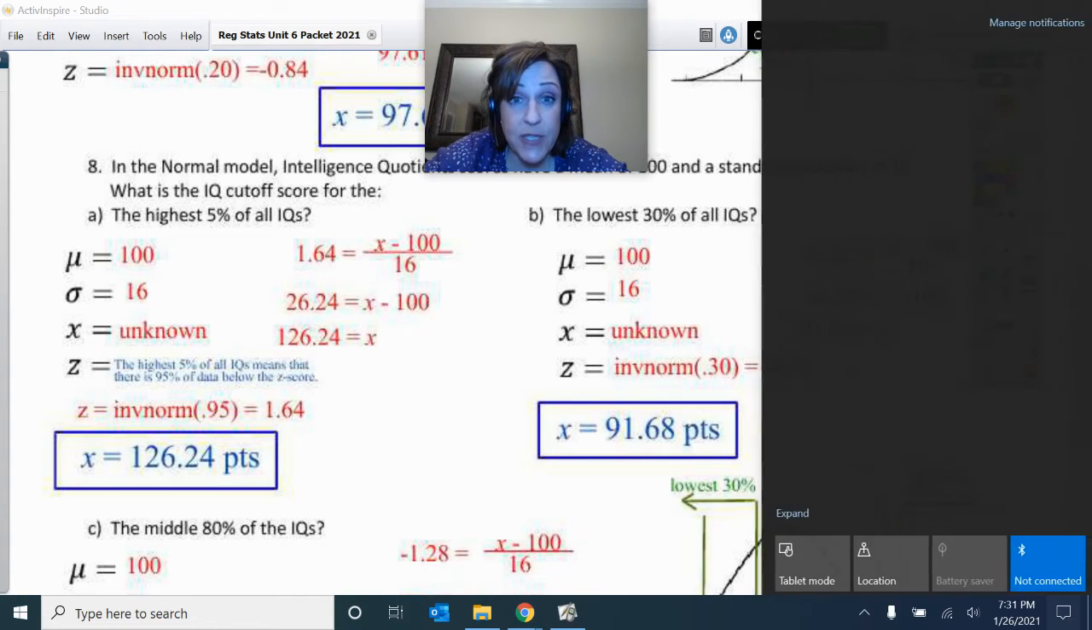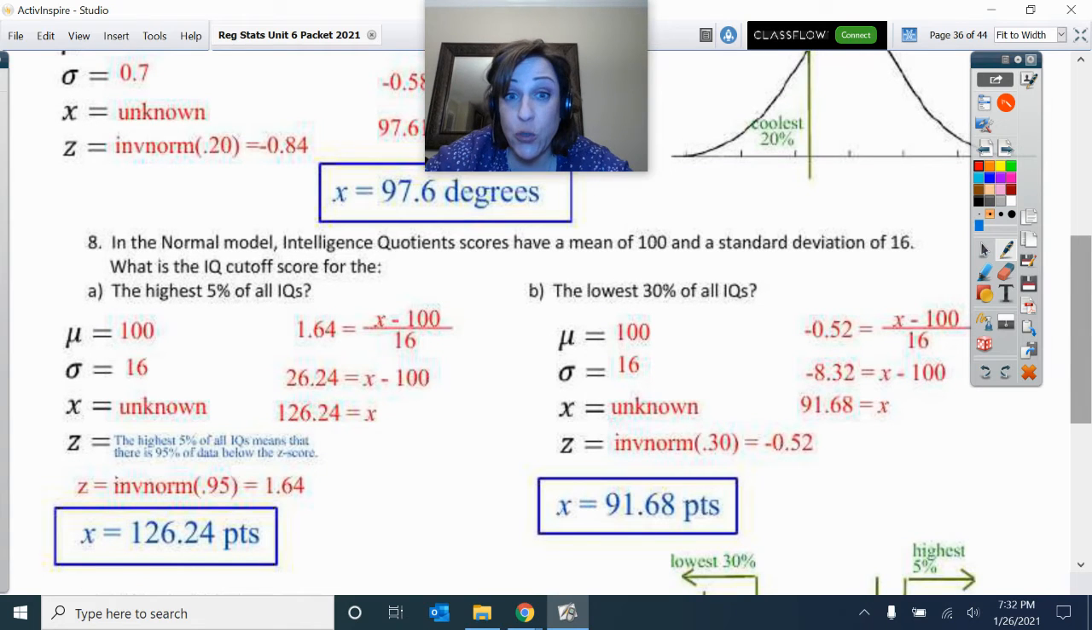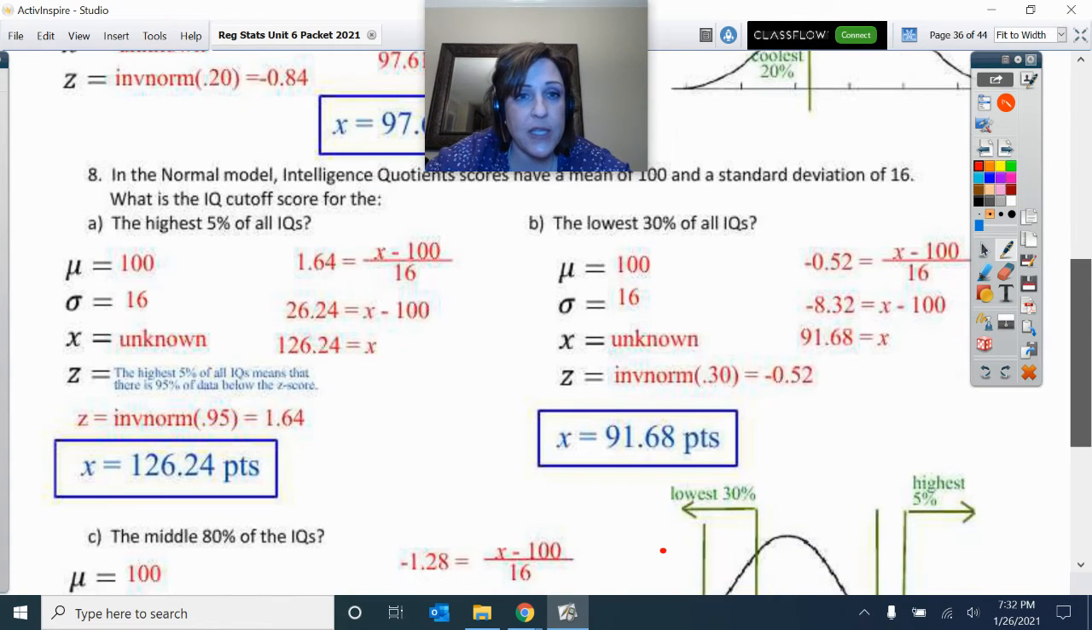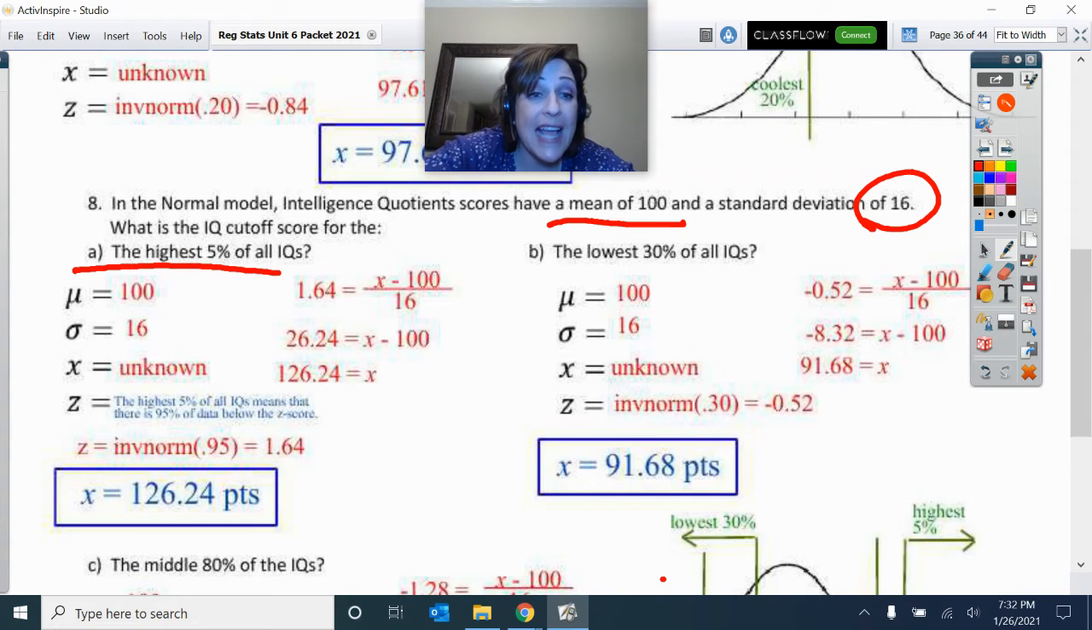All right, now this next one is interesting. So this is going to be about IQ scores. This is true information, and I think the question on the next page is particularly interesting. Okay, so let's take a look at that here. So in the normal model, the IQs have an average of 100 with a standard deviation of 16. Okay, so let's see. What IQ do you have to be in the highest 5%?